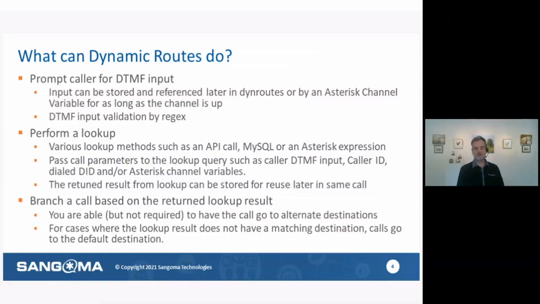You can branch the call flow based on the result of the lookup. Again, another optional step. If you want to have all calls just go to the same destination regardless of the DTMF input or the lookup, you can by means of using the default destination. But the primary purpose of dynamic routes is to be able to branch call flow, and you can do that using whatever is returned from the previous lookup step. And that could be as simple as referencing a single Asterisk channel variable, such as dialed DID, or it can be quite complex by means of an API call where you pass multiple variables and get a result back.